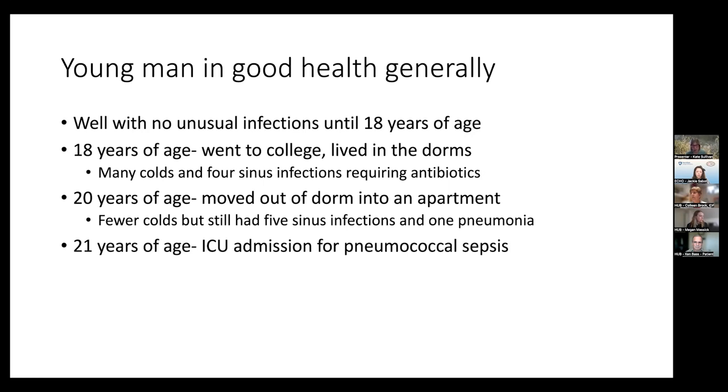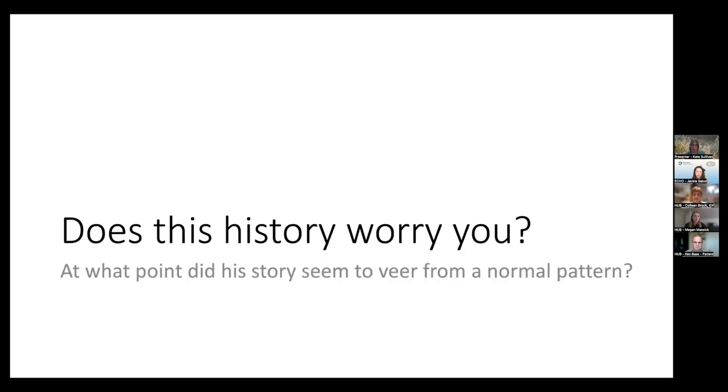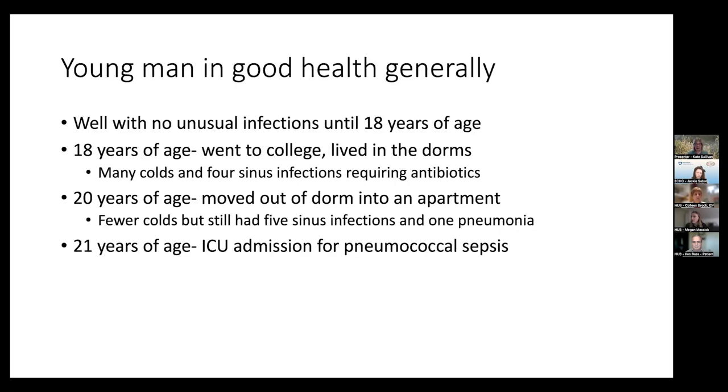At 21 years of age, he was admitted to the ICU for pneumococcal sepsis. He did have a pre-existing URI and cough, but it was sepsis that landed him in the ICU. So does this history worry you? I want you to think about, at what point would you have said to yourself, oh, that's a lot of infection? So I'll just go back and you can mull over that question.